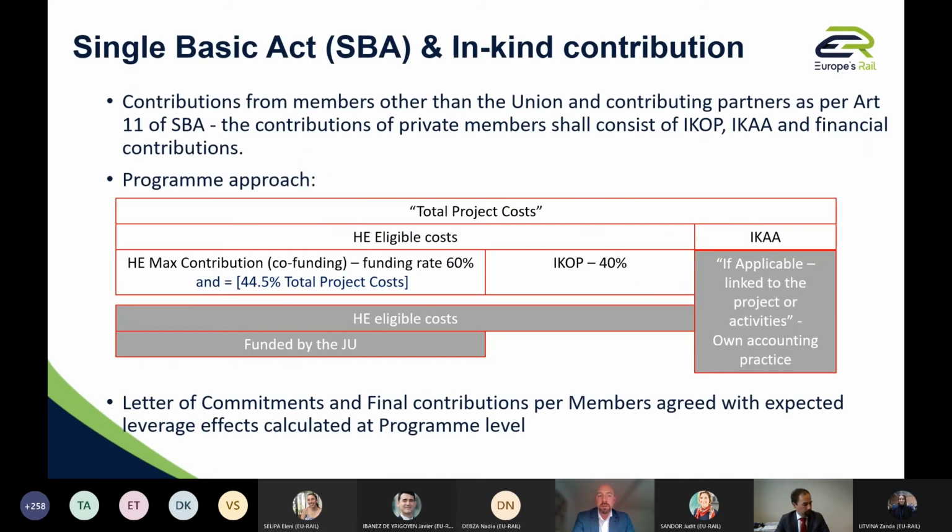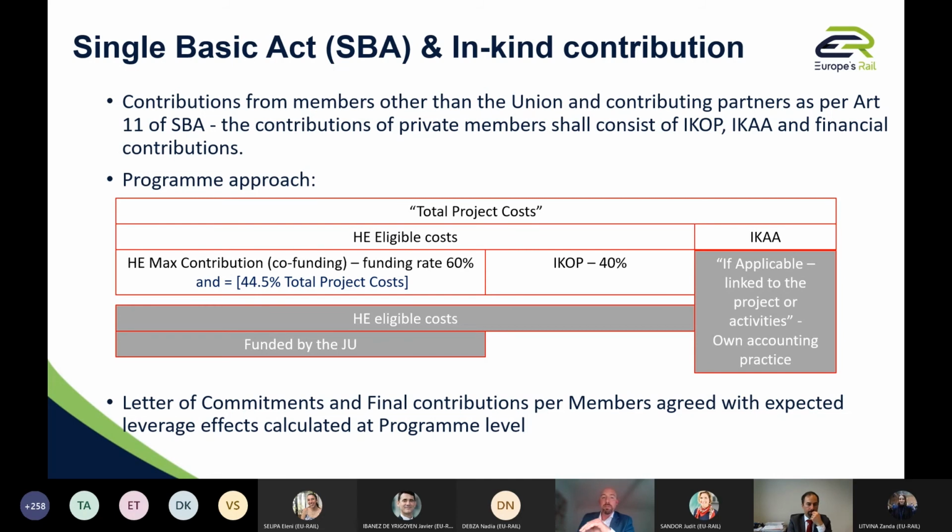High level, the contribution from members other than the Union and contributing partners as per Article 11 of the Single Basic Act, their private members' contribution should consist of ICOP, IK, and financial contribution. Carlo already made reference to that this morning. 600 million provided by the Commission, 600 million provided on top by the members, and this is what we call this leverage effect expected. And therefore, the ICOP and IK together would allow us to assess whether or not we have reached the expected leverage effect.